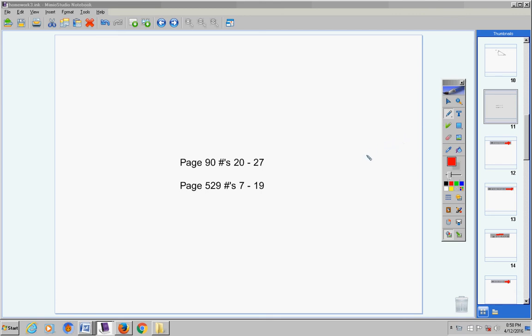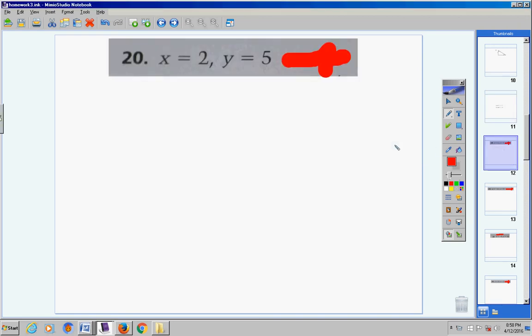Let's jump right into this. We're going to start on page 90. The first section is numbers 20 through 25. The directions say that x and y vary directly. So for these 6 problems, we're going to use our model for direct variation.